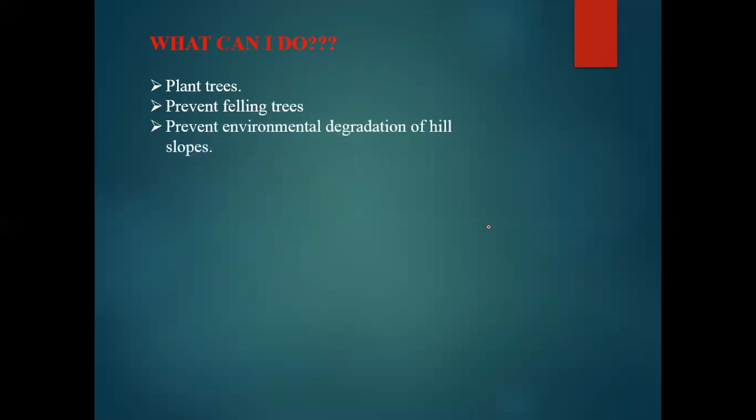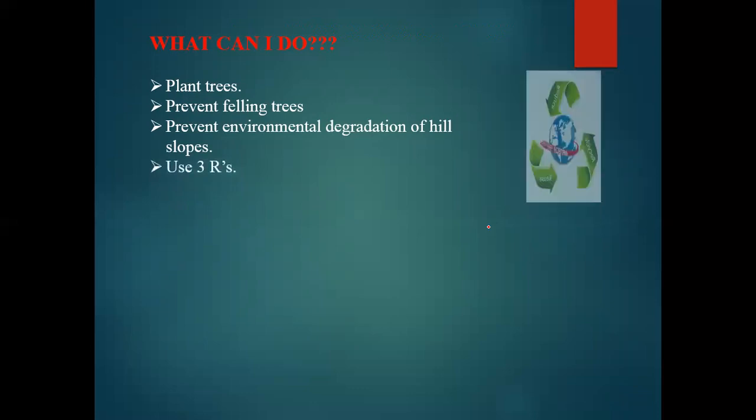Next is preventing environmental degradation of hill slopes. Hills are very important to us because much of the biodiversity is found there. Biodiversity means the variety of plants and animals you will find on the hill slope. Hills are also places where you can find many rare animals and rare plants. So we should not allow much settlement. That means humans should not be allowed to create crowds on the hill slopes. We should protect the hill slopes.